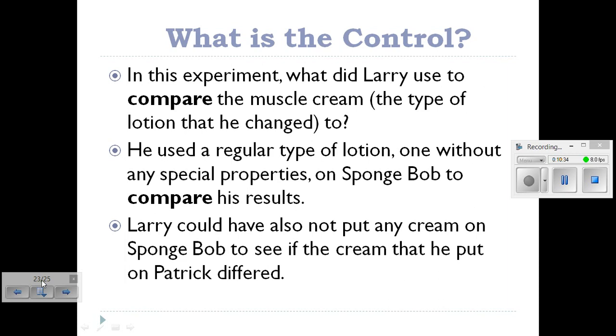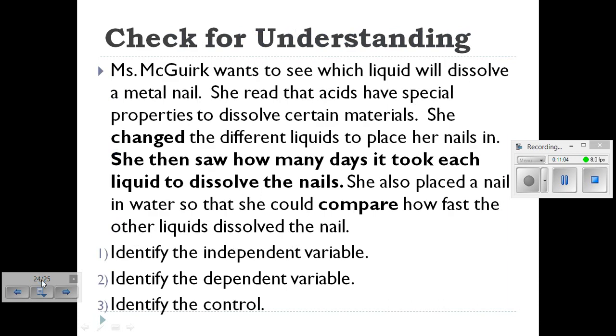In this case, he used a variable that he did not expect to cause any change. Using regular lotion would not make muscles. So therefore, he tested regular lotion against the muscle cream. Larry could have also not put any cream on SpongeBob to see if the cream that he put on Patrick differed. Now, let's check for understanding to make sure we're on the same page.